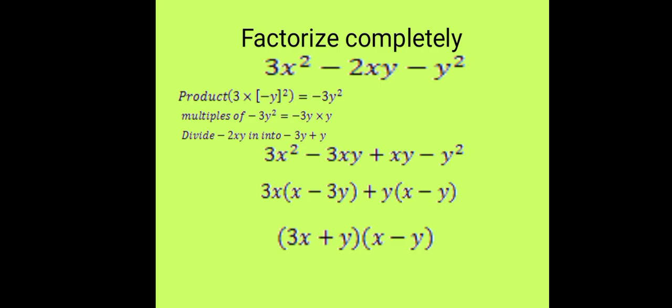Sorry, there's a mistake I made there, but you can clearly see it. The first part 3 is common, so if you remove 3 in brackets, you have x minus y, not 3y, it's x minus y. The other side, if you remove y outside the bracket, in brackets we have x minus y, so that our equation becomes 3x plus y multiplied by x minus y. So that's the factorization for that equation.